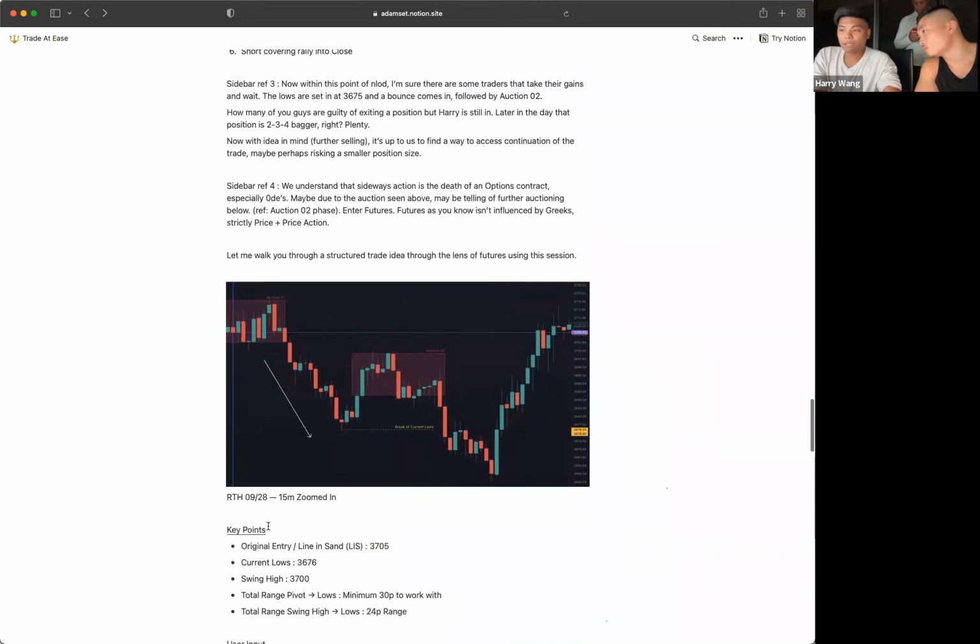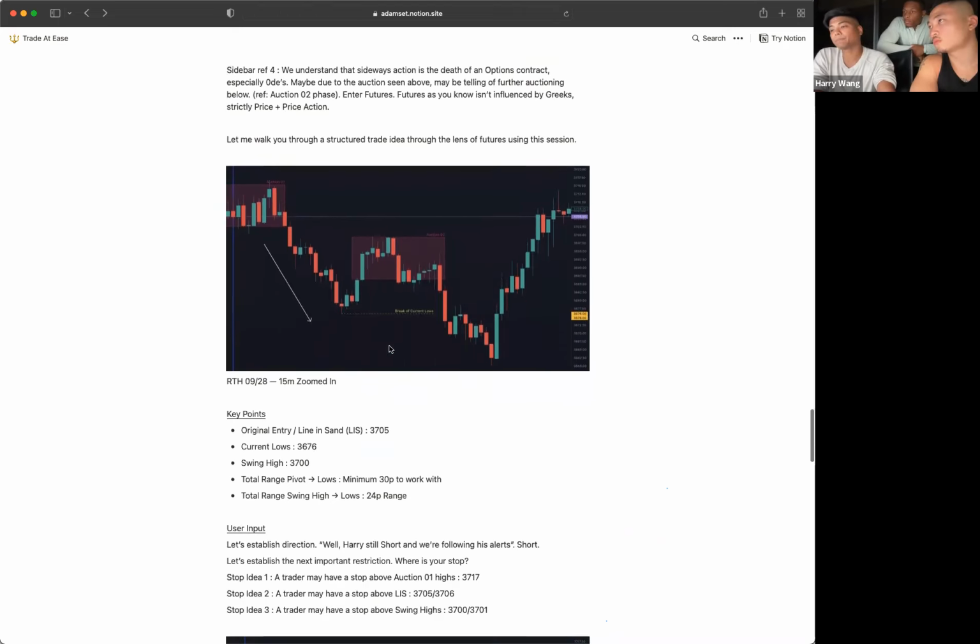So again, this is the session. The original entry is found at 37.05, marked by the purple line. The current lows, pretend that we're auctioning within this box, are currently set at 36.76. This would mean that the swing high is located at 37.00. And so the total range of this entire idea from pivot to lows is a minimum of 30 points to work with. And the total range of swing high to lows is 24 points to work with.